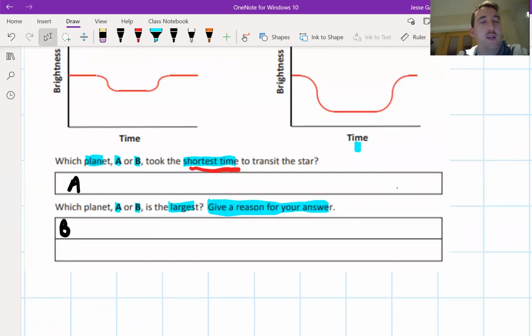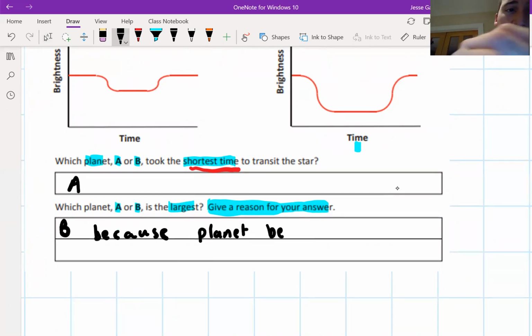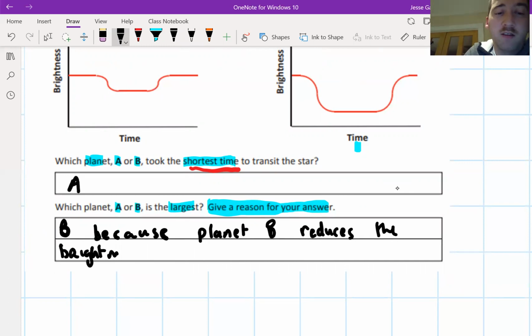Okay, so if you didn't write down a reason already, pause the video, do it now. Okay, so hopefully you said something like this. Give a reason for your answer. B is the largest because planet B reduces the brightness more than A.